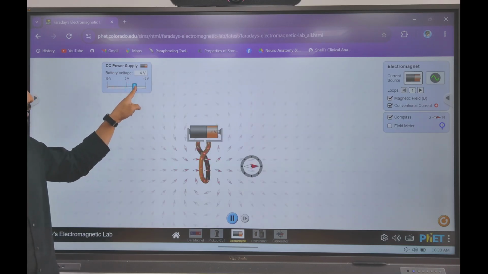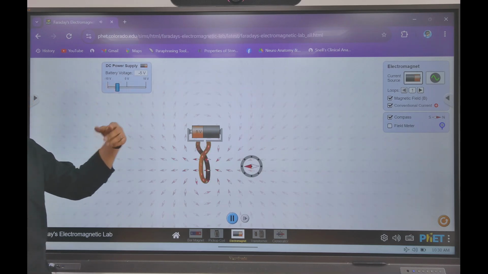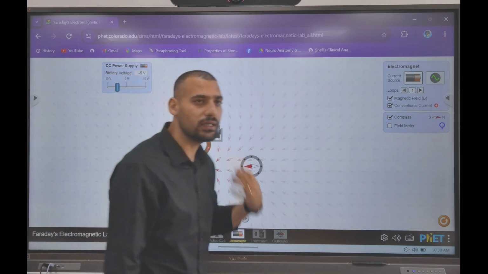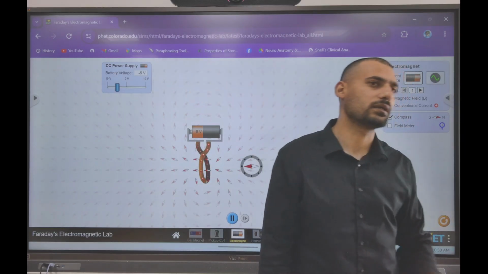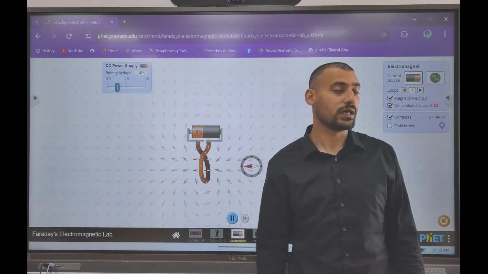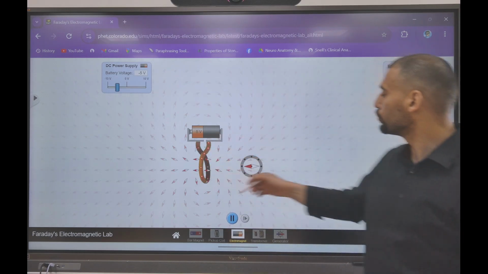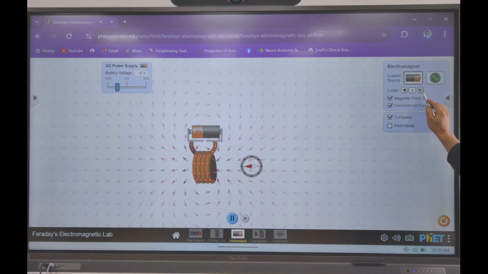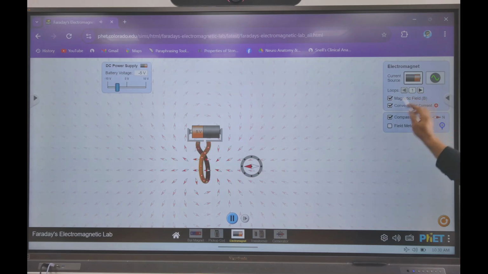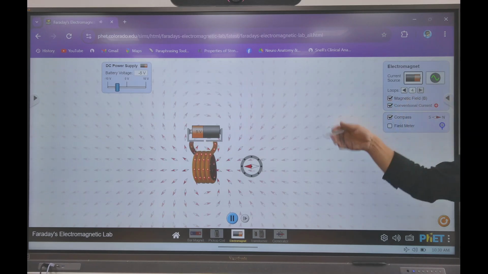And if you increase or decrease the voltage source that you are connecting to it, it can increase or decrease the strength of the magnetic field. Along with that, if you want to do the same thing, you can increase or decrease the number of loops. Less loops, less magnetic field. More number of loops, you are seeing more magnetic field.